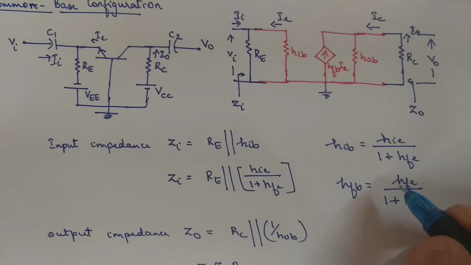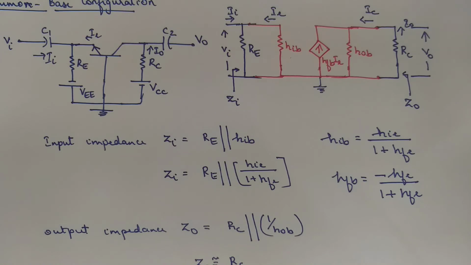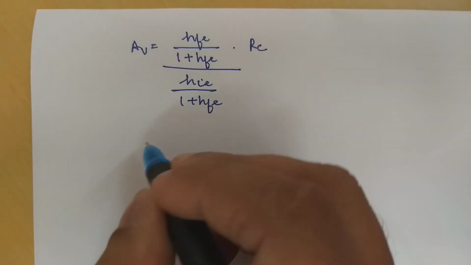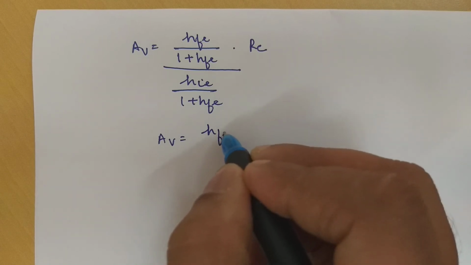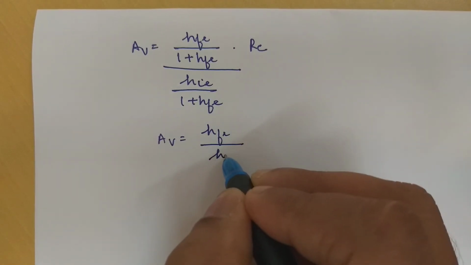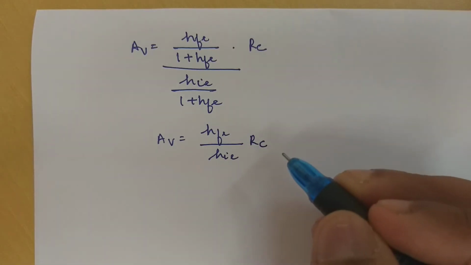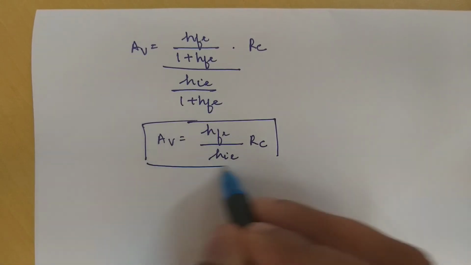Here one point has to be noted. HFB is nothing but minus HFE divided by 1 plus HFE. So minus and minus will become plus at this point. Therefore the voltage gain AV will be equal to HFE divided by HIE into RC. This will be the expression for the voltage gain.